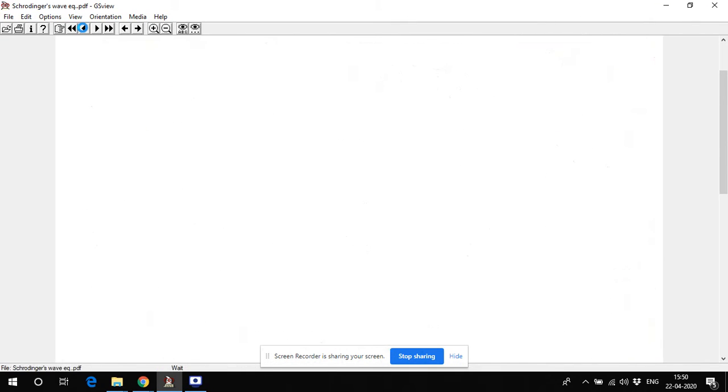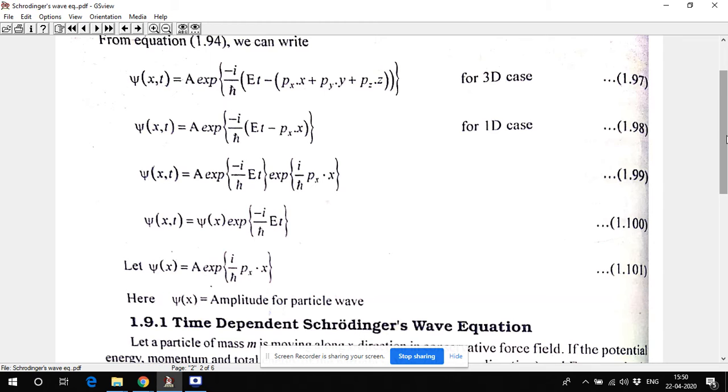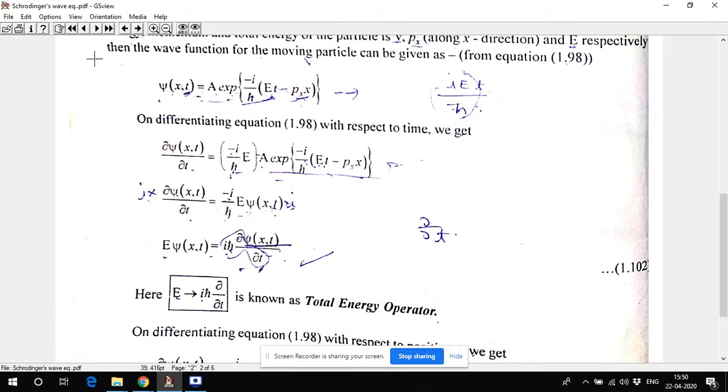I just want to tell everybody that psi(x,t) is equal to A exponential. Now there are two terms. One term is time dependent, that was minus i upon h cross Et. The second one is x dependent, maybe r dependent if you are discussing three dimensions. This whole quantity is time dependent, but this quantity px into x we can take as x dependent. So we can take this psi(x,t) as two parts: one part which is x dependent, the second part which is t dependent.